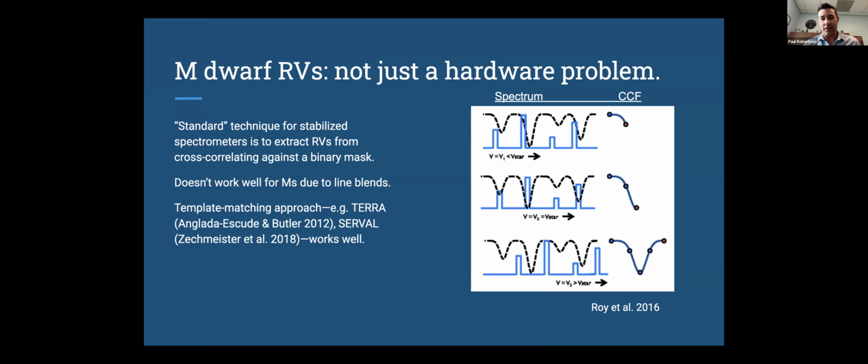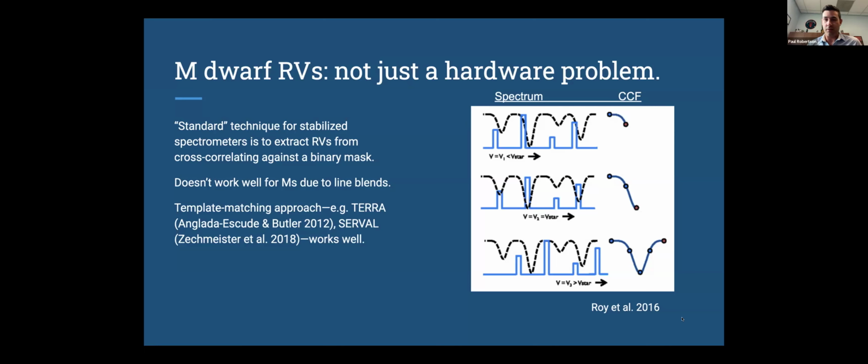Because of the line blends, that doesn't work well for M dwarfs, and if you look at the masks that are being used for M dwarf spectra, say on the NEID archive, you'll see that we don't even have masks past M2. There are a number of alternative approaches that work better for M dwarfs, and these have been shown to work really well.